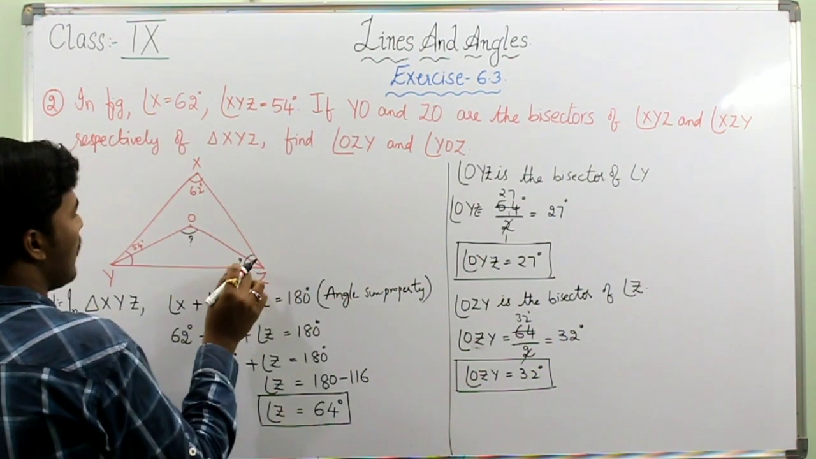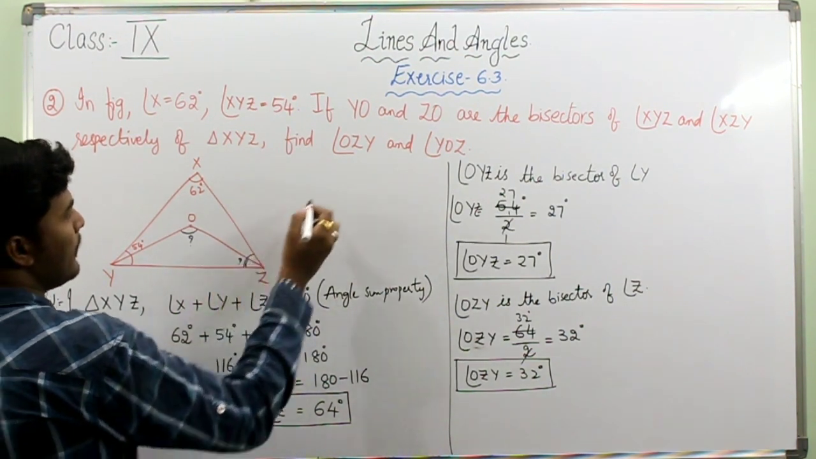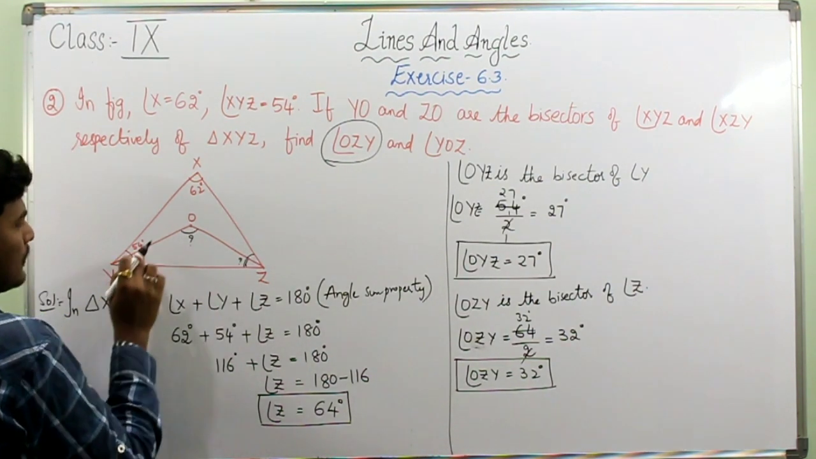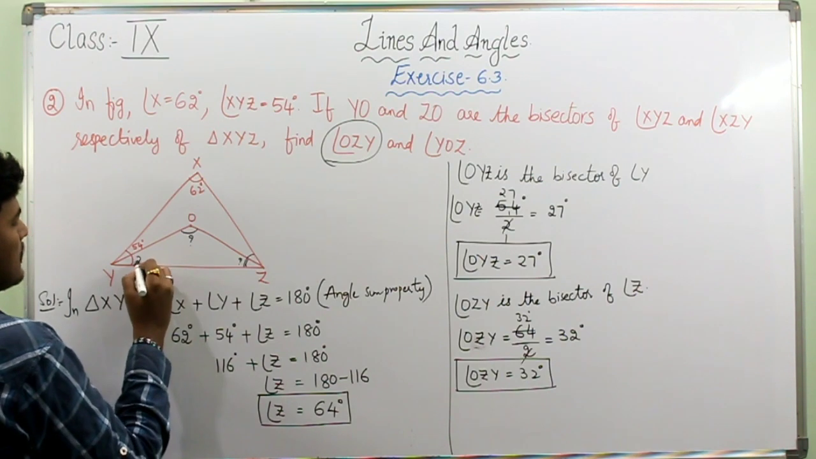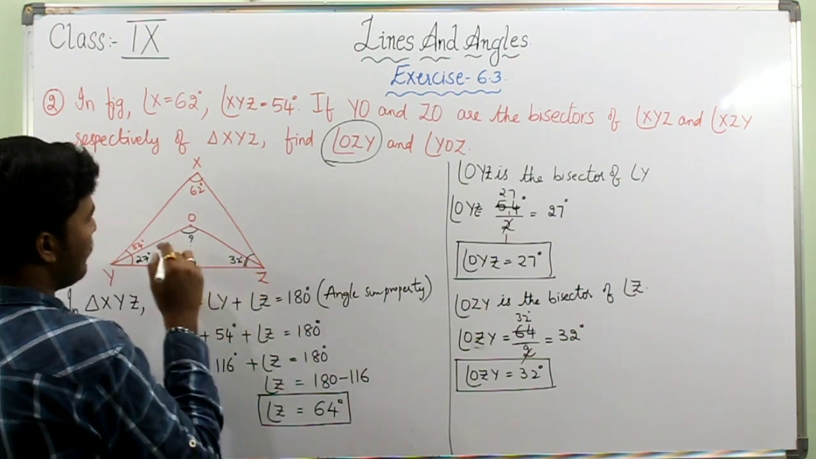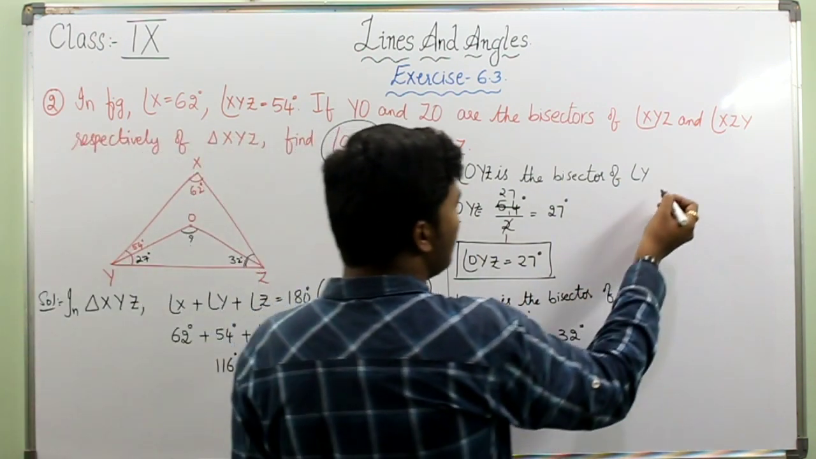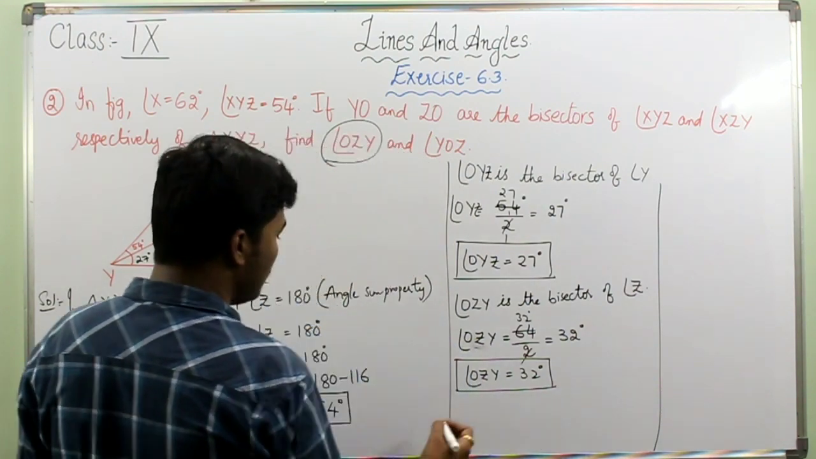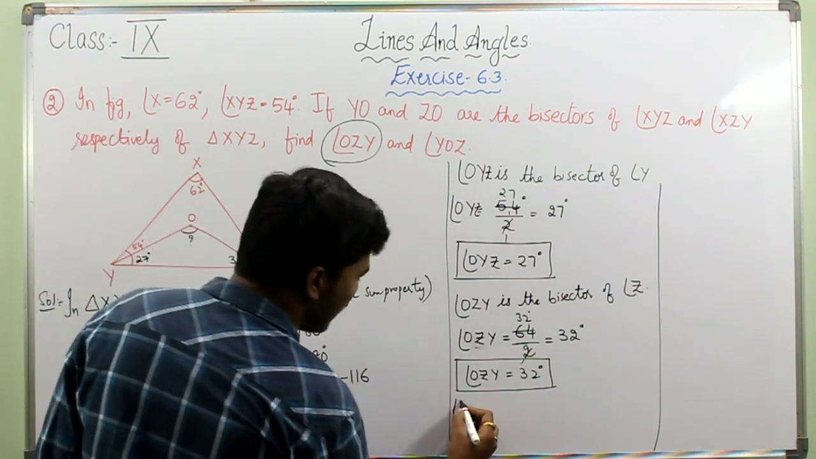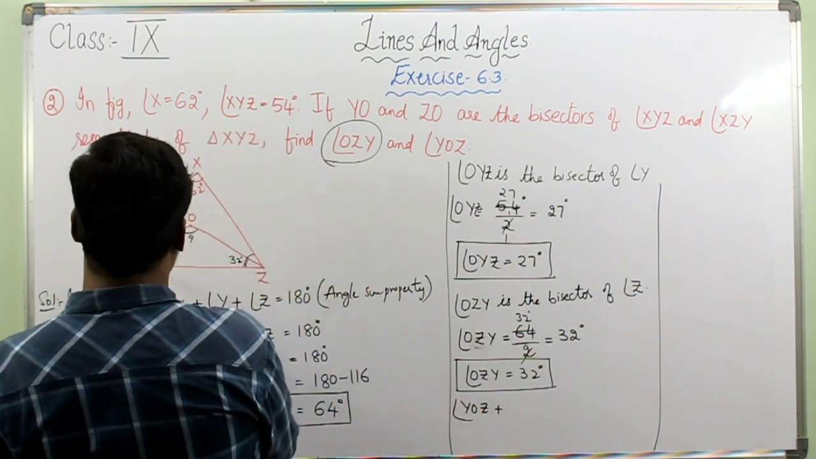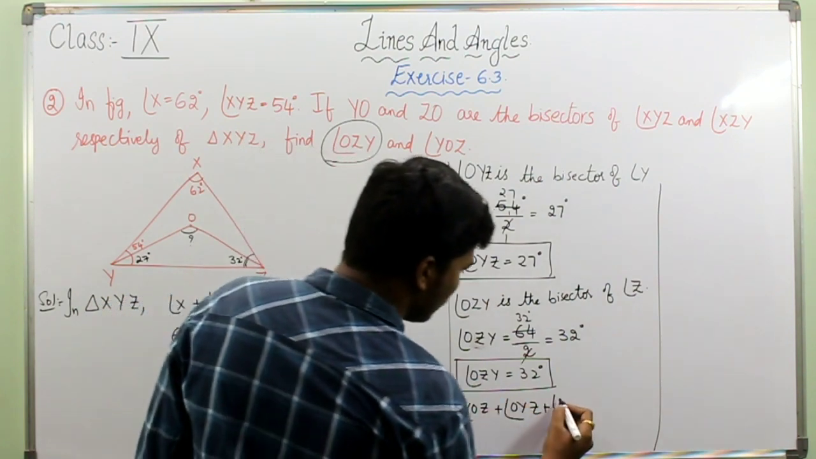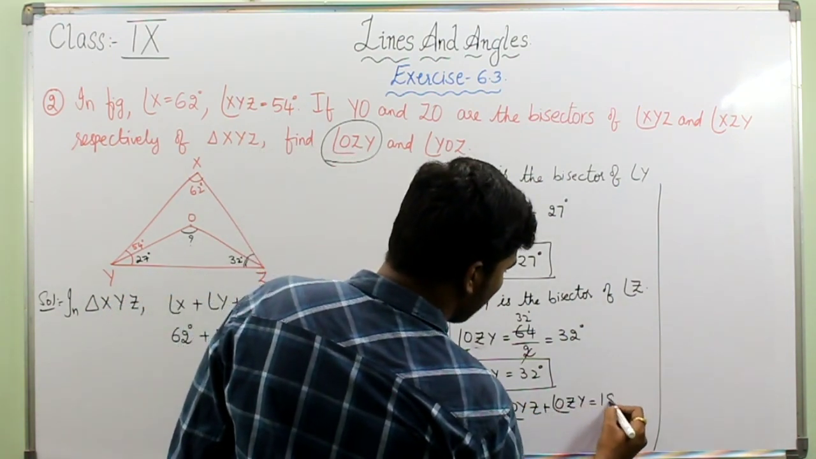Next, we got this OZY. Now we have to find out YOZ. For that, if you take this small triangle, I have this OYZ as 27 degrees and this OZY as 32 degrees. Can we find out this O? Yes, by using the angle sum property again: angle YOZ plus OYZ plus OZY is equal to 180 degrees.